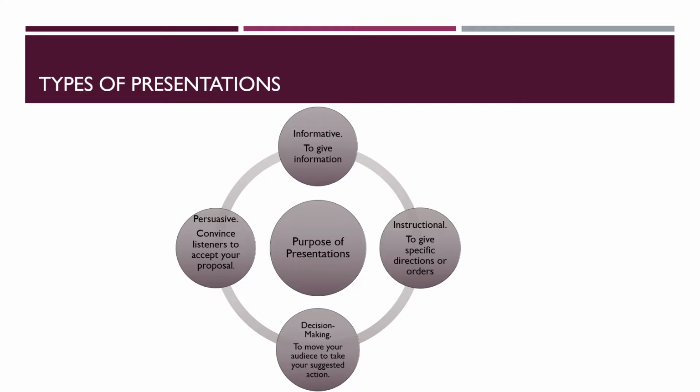Now, types of presentations. There are 4 main types of presentations. The first one is informative presentation. Its purpose is to give information. The second one is instructional. Its purpose is to give specific directions or orders. Third one, decision making. Its purpose is to move your audience to take your suggested action. And finally, persuasive, whose purpose is to convince listeners to accept your proposal.